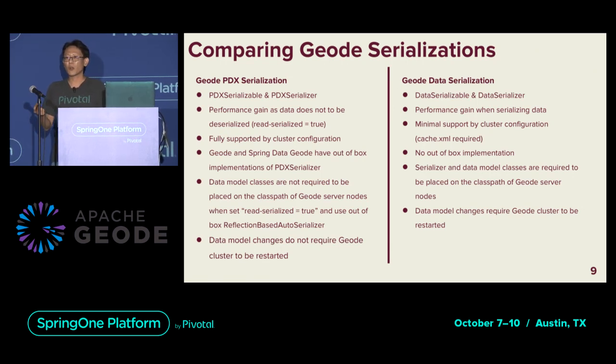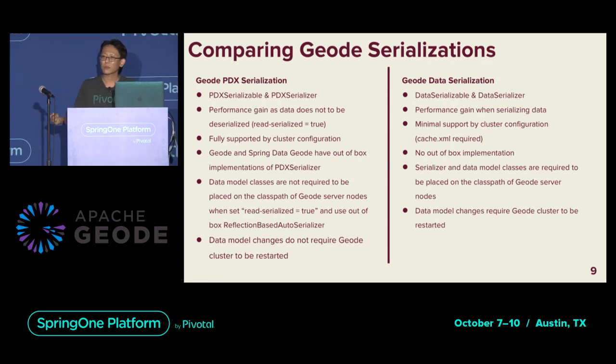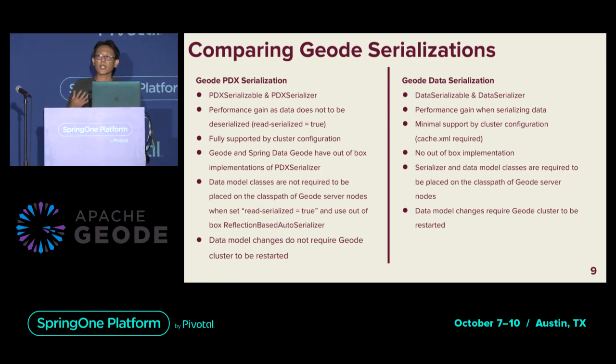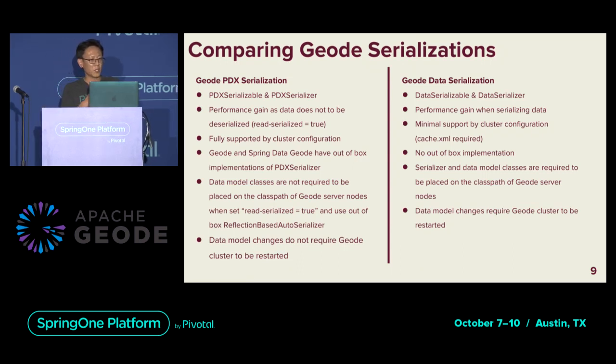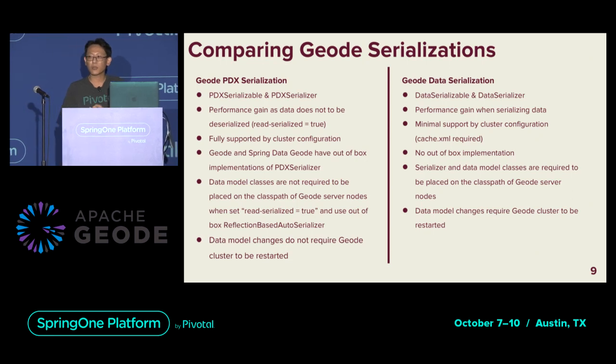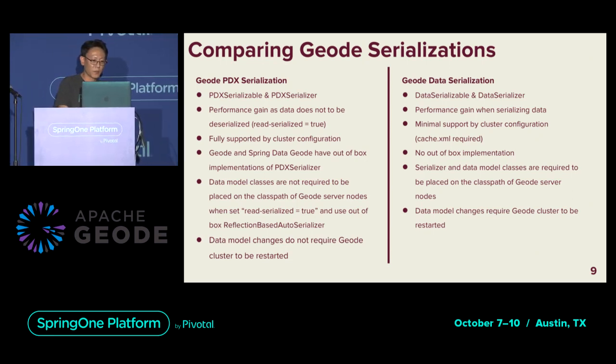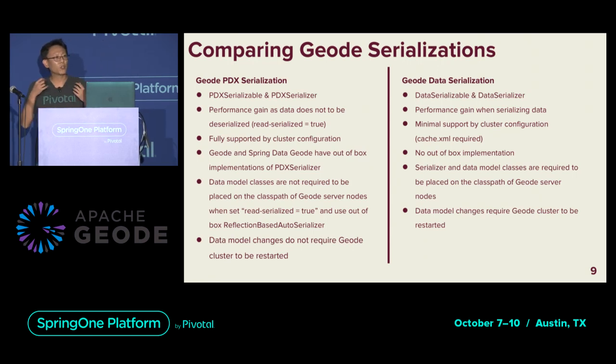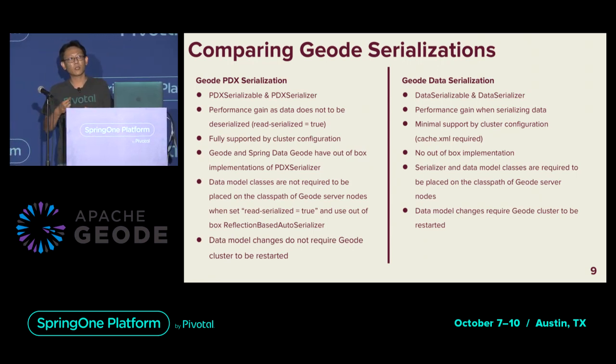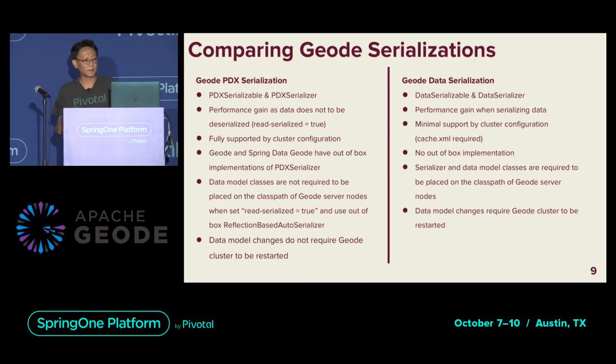So one of the questions is, if I put the data from the client to the server, and I want to use the tool to query on the server side, how can I avoid getting the error? This is one of the configurations you can use: PDX read-serialized equal to true. Then you can use the tool without getting all kinds of exceptions like ClassNotFoundException or potentially ClassCastException, and so on and so forth. And a data model change does not require you to restart the cluster if you want to deploy the model to the server side.